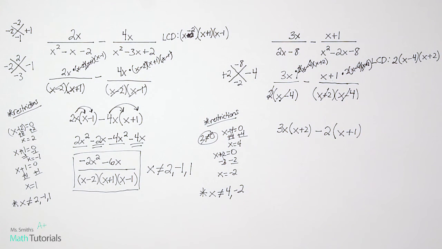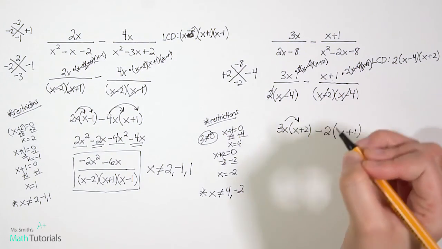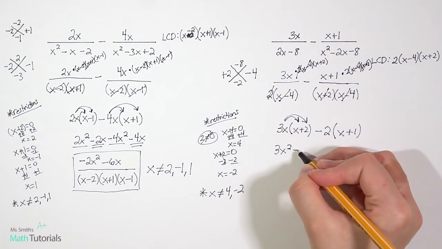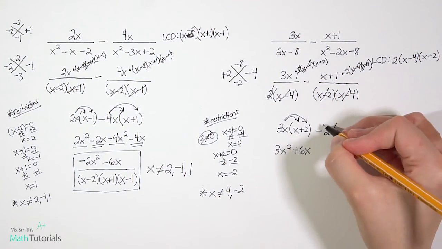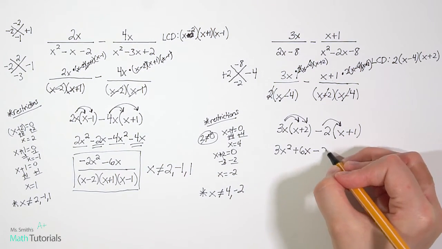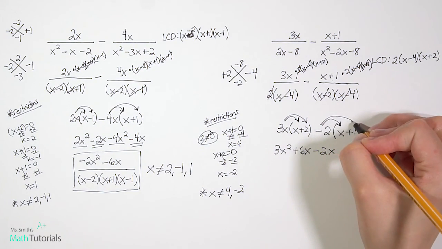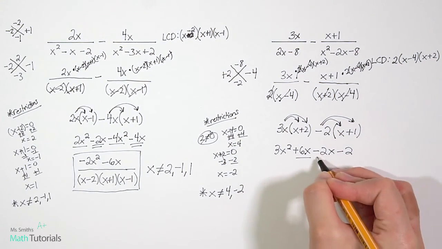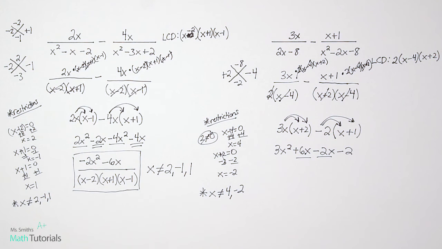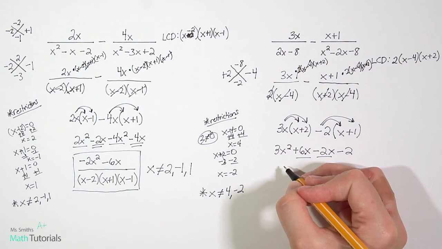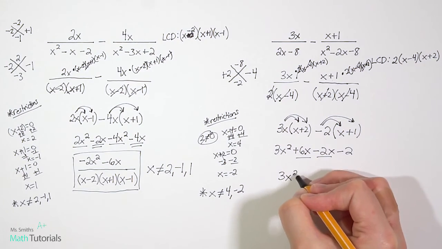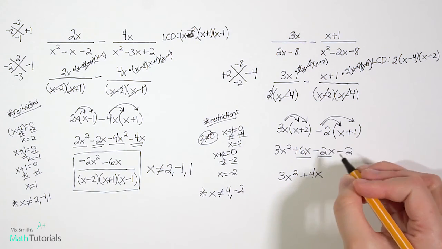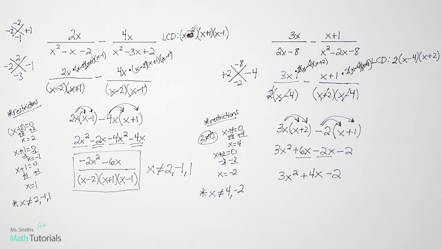At this point, we want to simplify. So 3x times x is 3x squared. 3x times 2 is a positive 6x. Negative 2 times x is a negative 2x. And a negative 2 times 1 is a negative 2. This time we have 2 like terms in the center there. So we end up with a 3x squared. 6 minus 2 would give me a positive 4x. And then our minus 2 constant we just bring down.